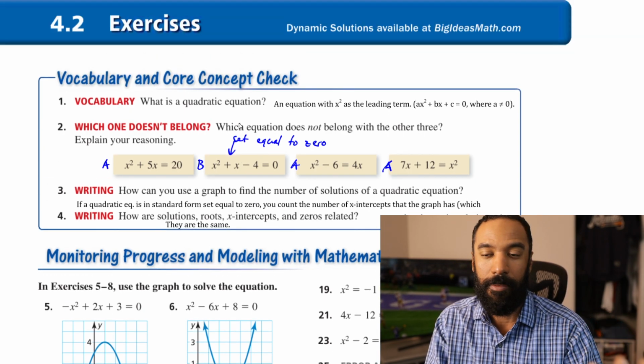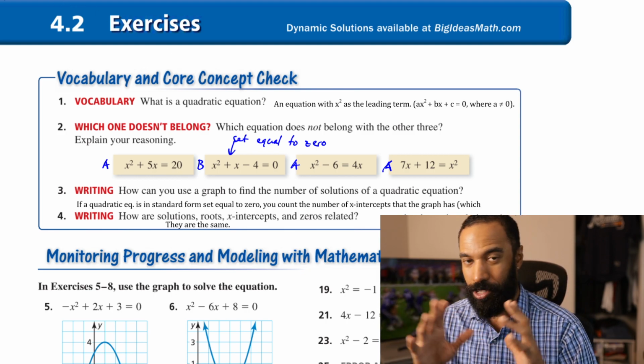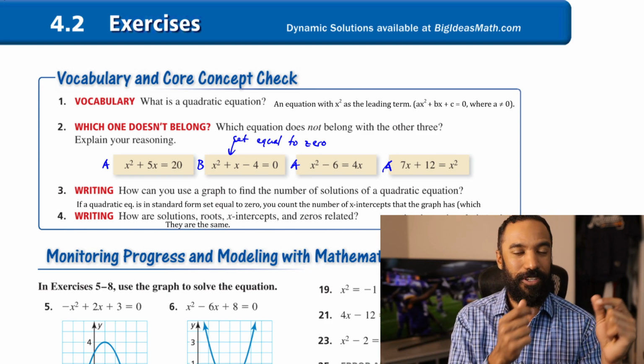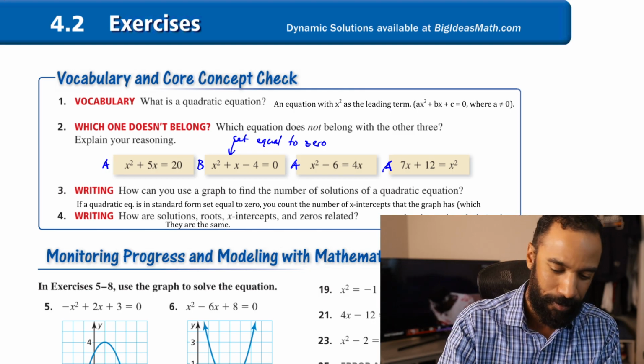So a lot of synonymous terms there that we're getting ready to use. If you see any of them, and they say, here's a section where you find x-intercepts, now here's a section where you find roots, now here's a thing where you find zeros, they're all asking for the same thing, which is pretty cool.